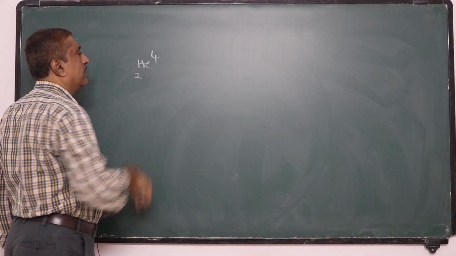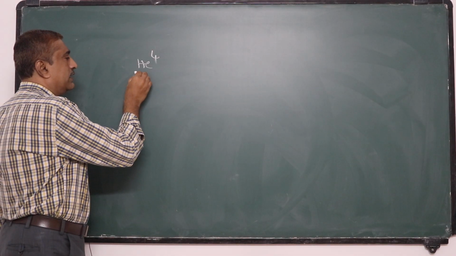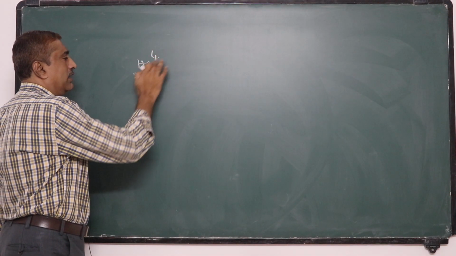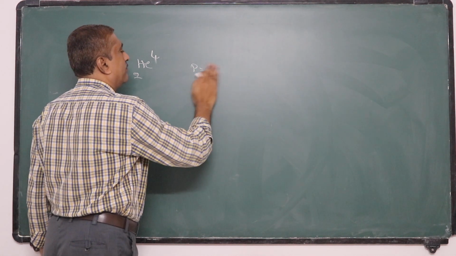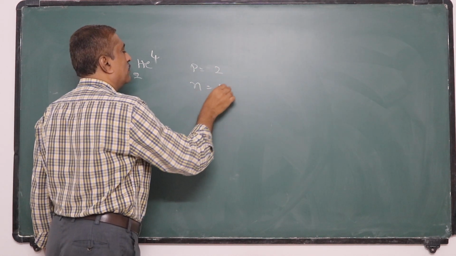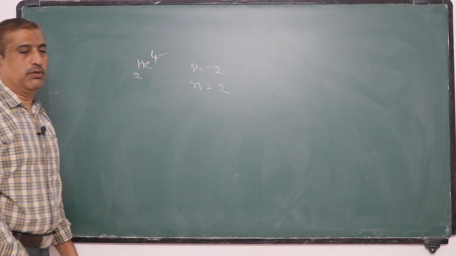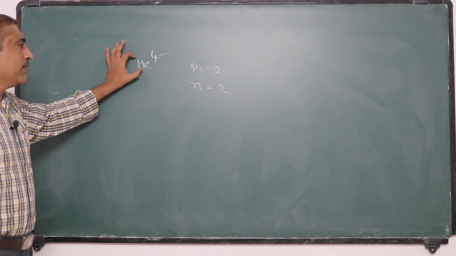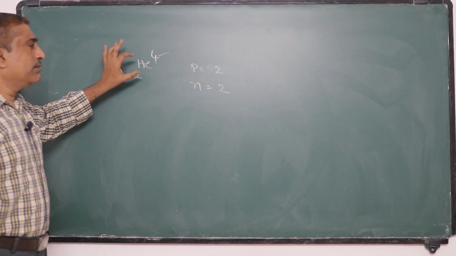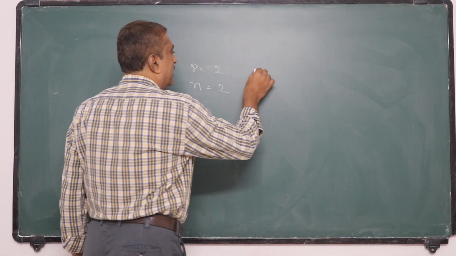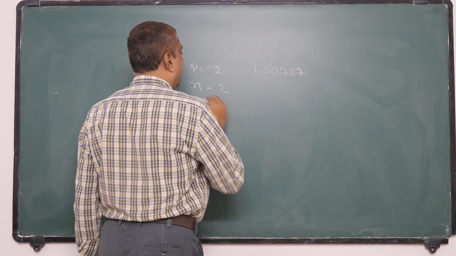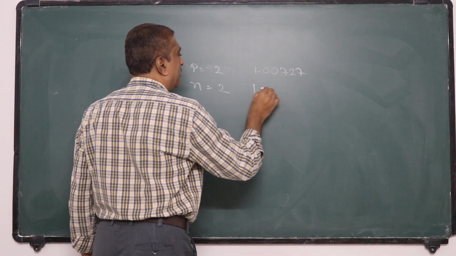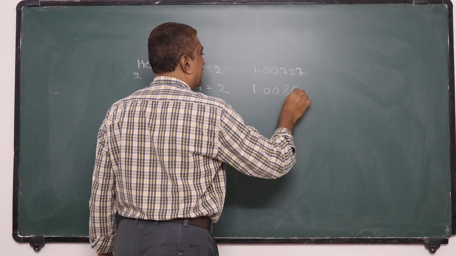Helium-4, that is, 2He4. As we know, this is the atomic number and this is the mass number. So the number of protons is 2 and the number of neutrons is also 2. The total of 4 nucleons are there in the helium nucleus. The mass of the proton is 1.00727 AMU and that of the neutron is 1.00866 AMU.